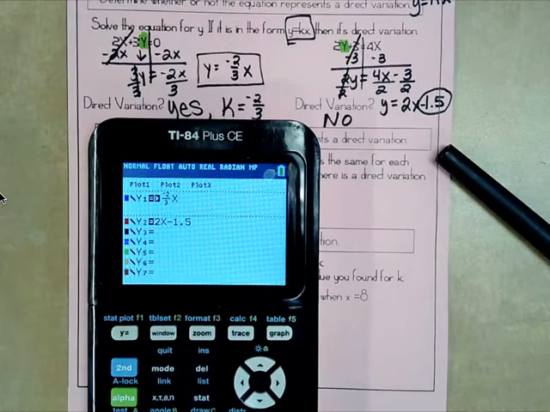All right, so make sure you have the correct equations put into y equals. Everyone should have a calculator out to do it.